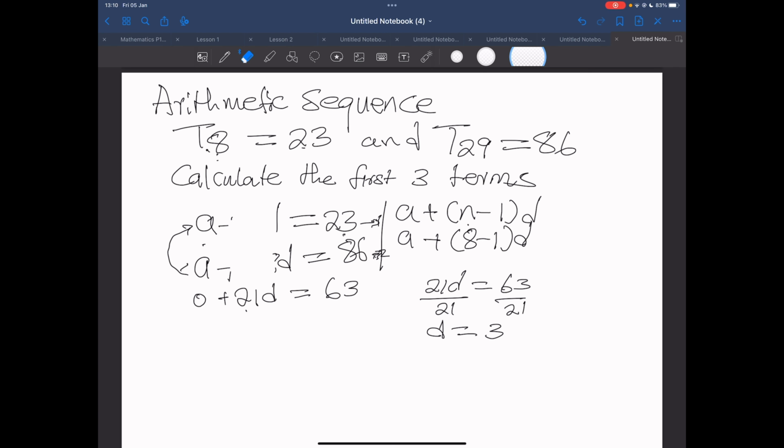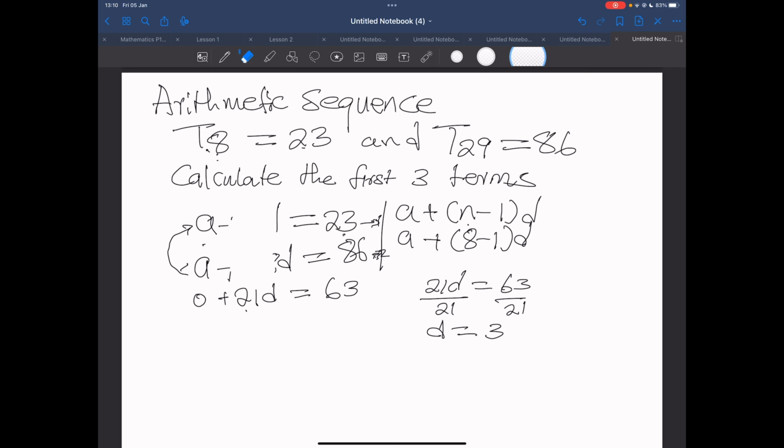The first equation is a plus 7d equals 23. We can substitute in this one. The other one is a plus 29d. Okay, so a plus 7d equals 23.